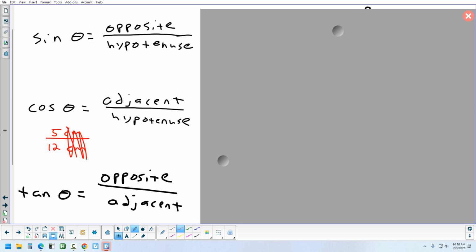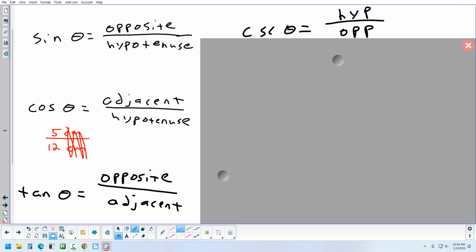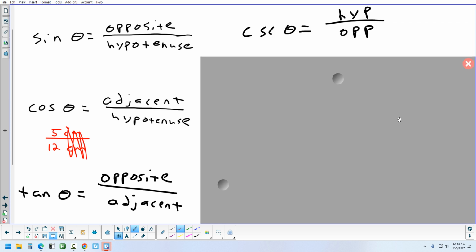If you don't remember the names of the other ones, that's okay for now. But does anybody remember what you have to do with each one of those to get the other 3? Flip them. Yep, so we take the reciprocal. Does anybody remember the name of the trig function you get when you flip the sine? Cosecant. How about the trig function you get when you flip the cosine? Secant.